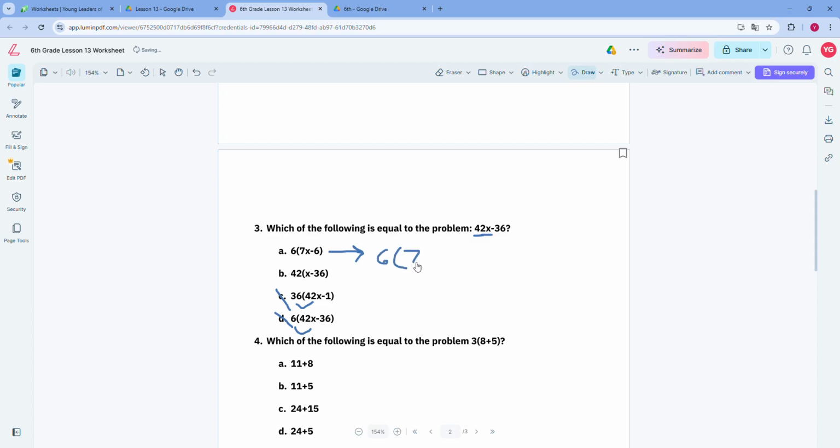So 6 times 7x minus 6, we want to distribute that. So that's going to give us 6 times 7x, which we know is 42x. And once again, there is a minus in front of the 6 here, so that's going to give us minus 36, and that's our answer here, so our answer is A.